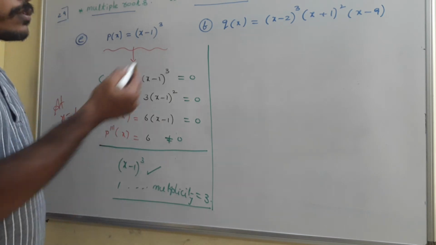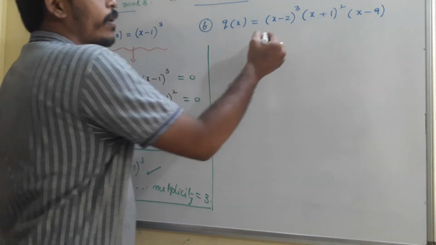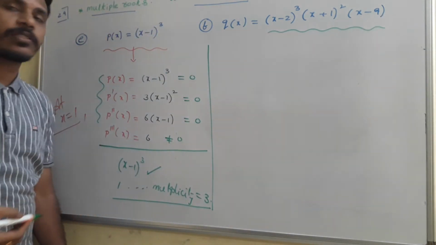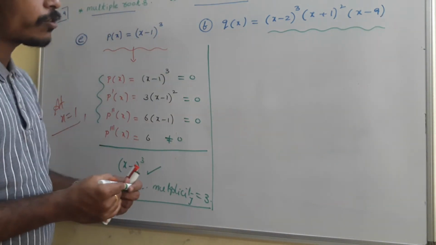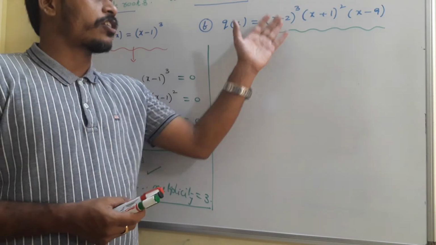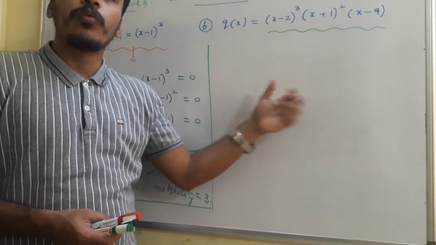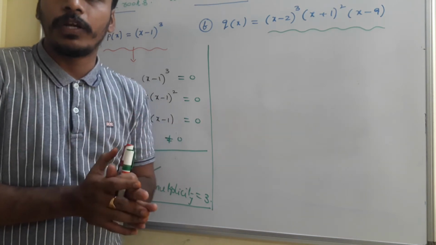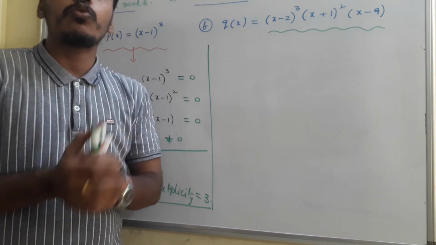Okay, now I have another example. Q of x equals x minus 2 whole cube, x plus 1 whole square, and 2x minus 9. Finding the derivative is a bit complicated actually, because 3 different functions are involved. You may go with the u, v, w rule. But I am not trying to find the derivatives, I will just give you the analysis.